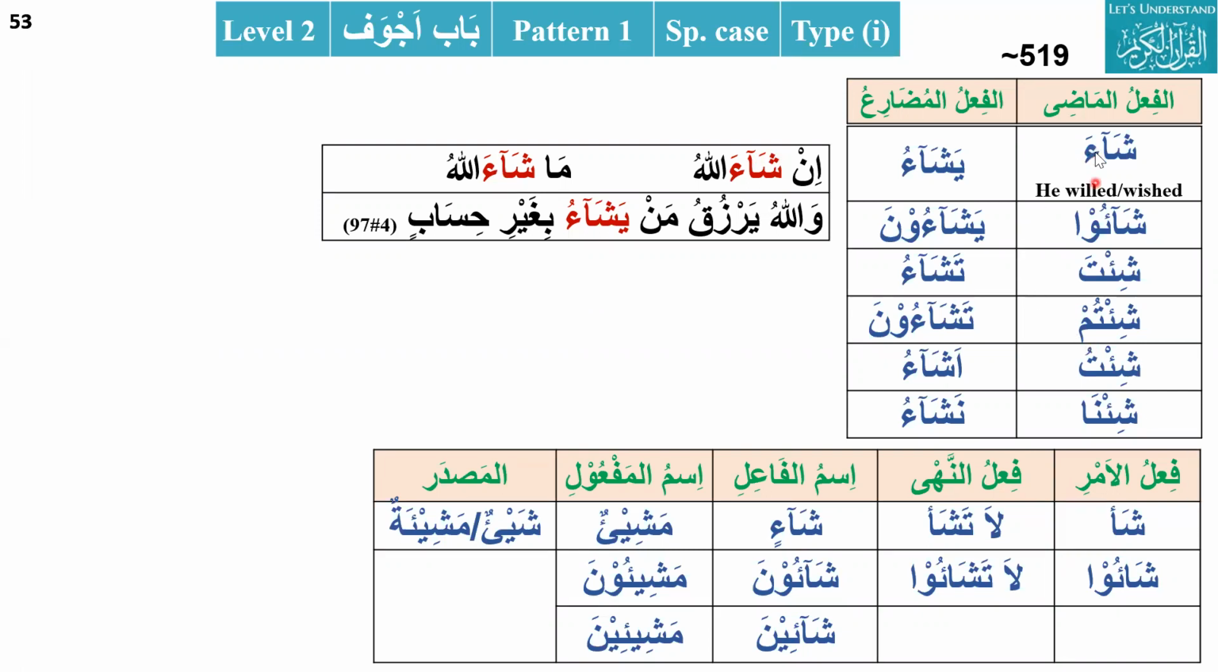Assalamu alaikum. Wa alaikum assalam. Can you please do the complete table? Sha'a, sha'u, shi'ta, shi'tum, shi'tu, shi'na. Yasha'u. This is not just alif, there is a mad. You have to stretch it at least equal to 4 to 6 alif. Yasha'una. Tasha'u. Tasha'una. Asha'u. Nasha'u. La tasha'. Sha'in, sha'una, sha'ina.